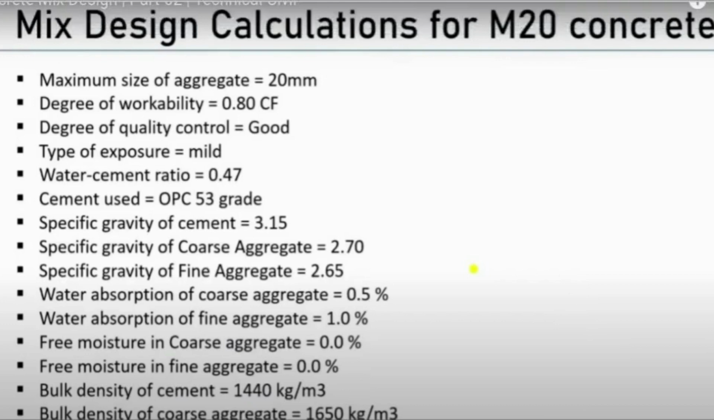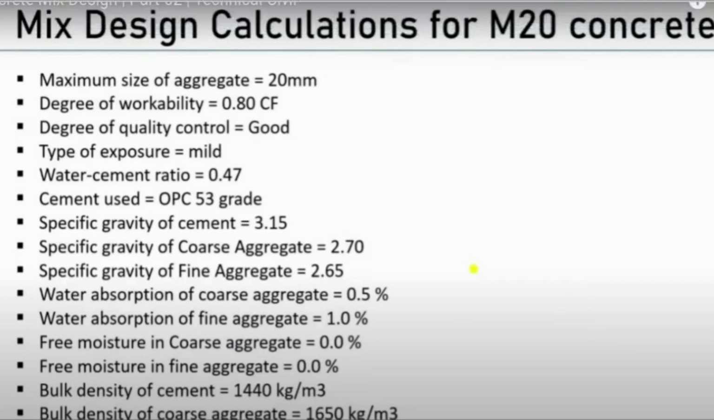Number 3 is the calculation of the water content. Water content is taken from Table number 2, clause 4.2, the maximum water content per cubic meter of concrete for nominal maximum size of aggregate. For 20 mm size of aggregate, the maximum water content is 186 kg. For 1 meter cube of concrete, we take the total volume of concrete equal to 1 meter cube. So we have calculated the water cement ratio 0.47 and water content 186.